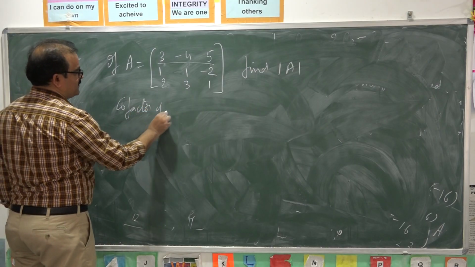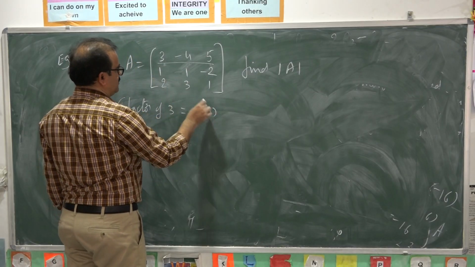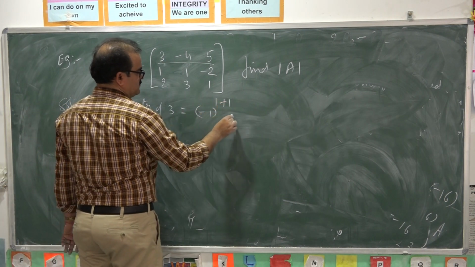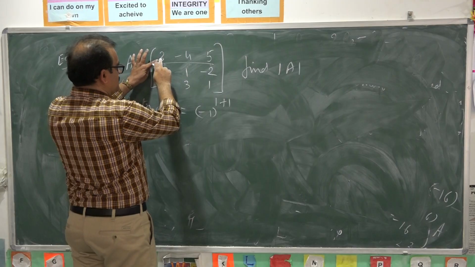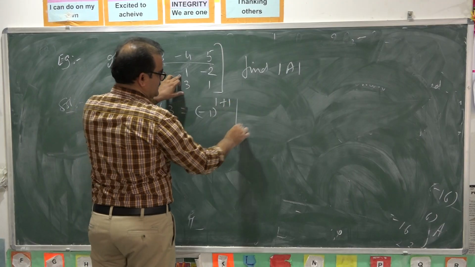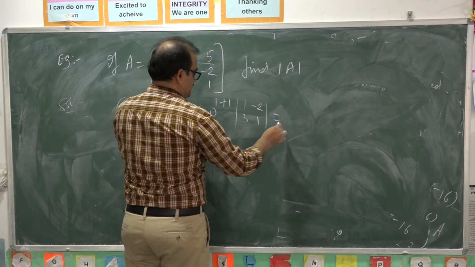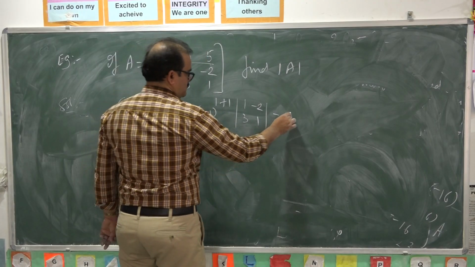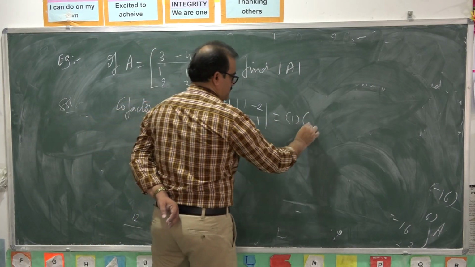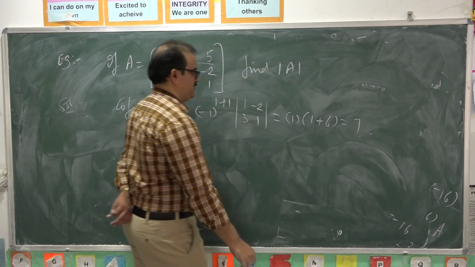Cofactor of the element 3, that is minus 1 to the power of row plus column. It lies in first row and first column, 1 plus 1 into minor. Minor means you delete that row and column, the determinant of that remaining 2 by 2 matrix, 1 minus 2, 3, 1. This is equal to minus 1 power 2 plus 1, 1 into determinant of this matrix, that is 1 minus of minus 6, 1 plus 6, that is equal to 7.